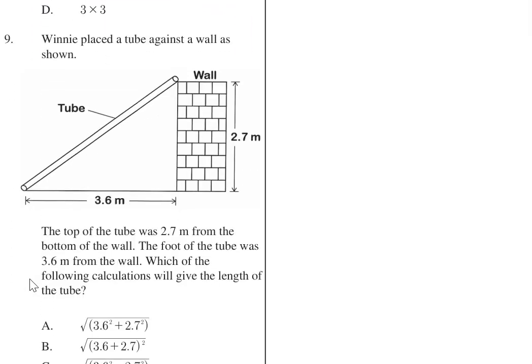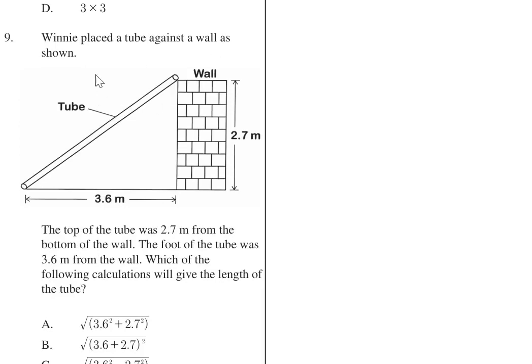Number 9 on trigonometry, very easy. Winnie placed a tube against a wall as shown. Can see here we have a tube and then we have a wall here. The top of the tube was 2.7 meters from the bottom of the wall. The foot of the tube was 3.6 meters from the wall. Which of the following calculations will give the length of the tube? So we want the length of the tube.